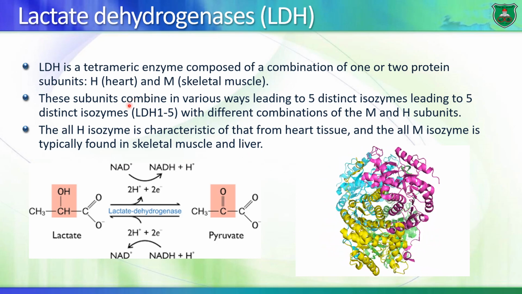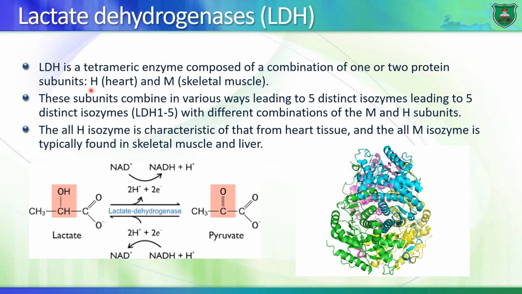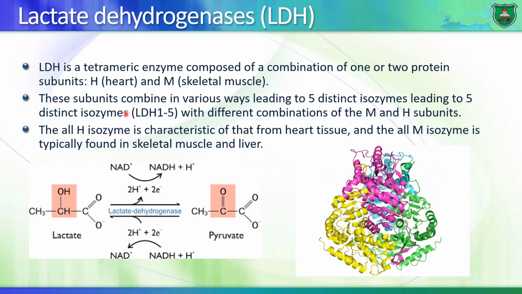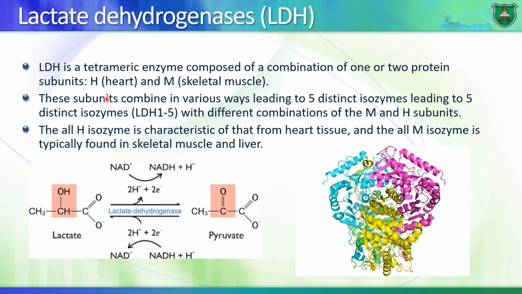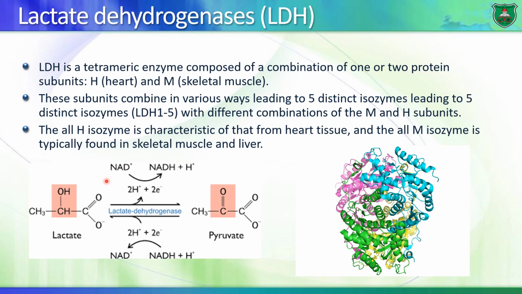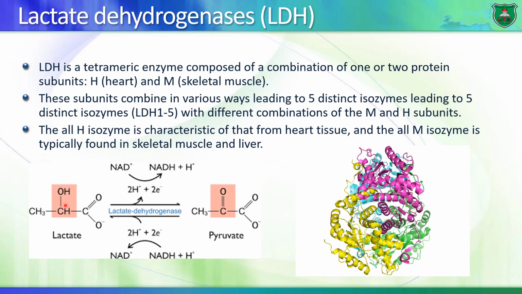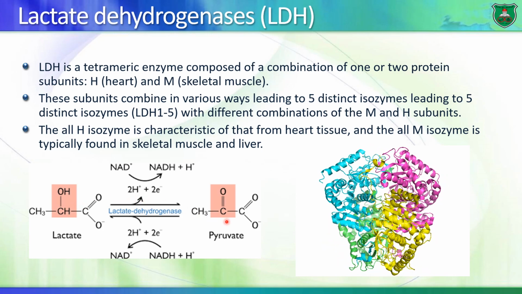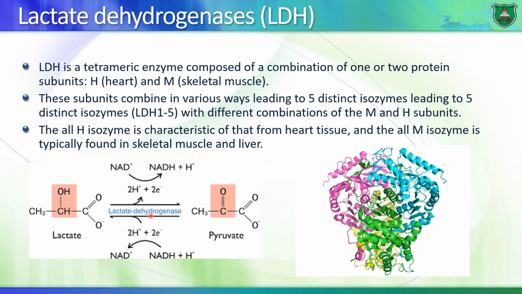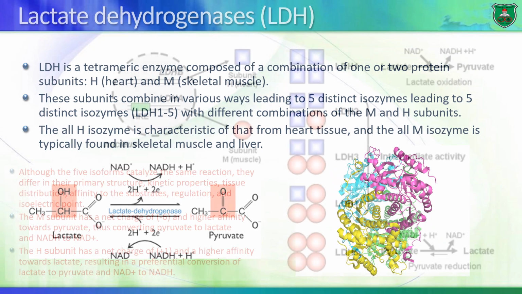Now you can have different combinations of lactate dehydrogenase. So you can have all H, all M, or you can have 3 + 1, 2 + 2, or 1 + 3. So you have different combinations, okay? But collectively, they all catalyze the same reaction. That is, lactate is oxidized to pyruvate, or pyruvate is reduced back to lactate. So lactate dehydrogenase catalyzes the reaction and its reverse.